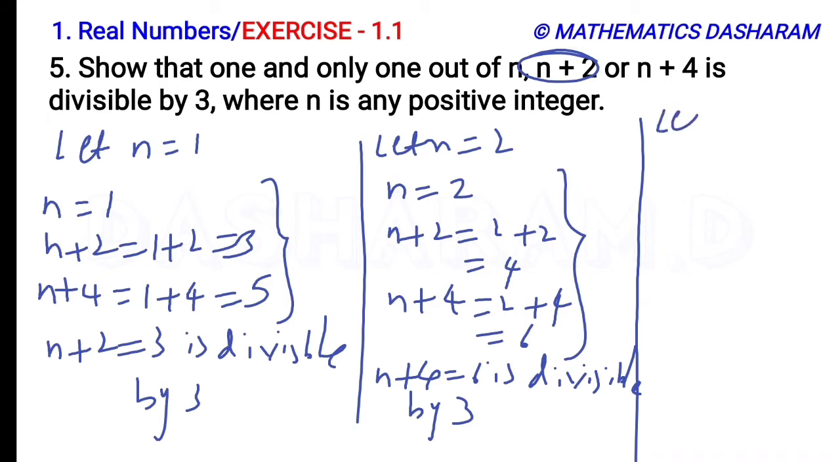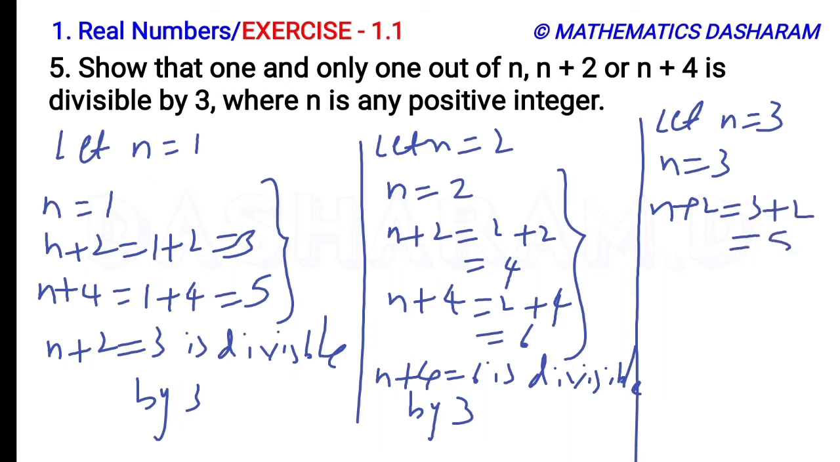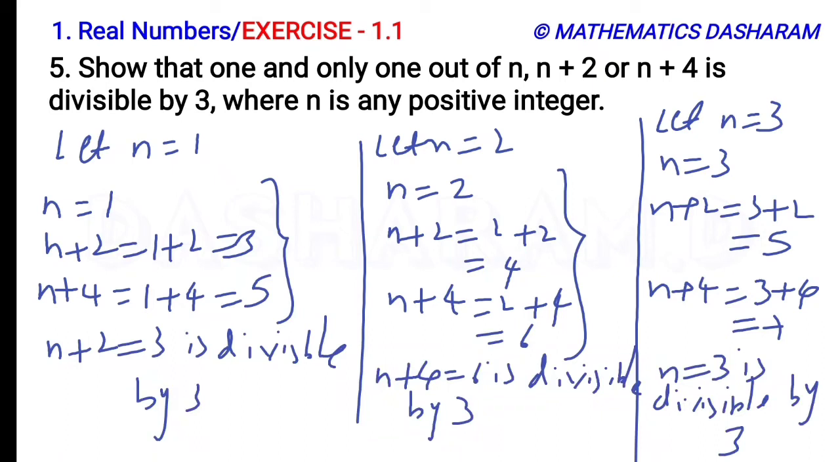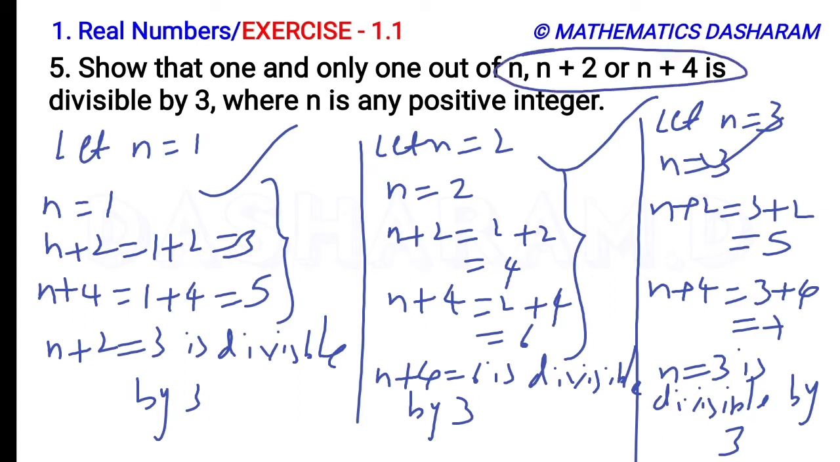Let's take one more number. Let n equals 3. So the first number is n, so n equals 3 itself. Second number n plus 2, so 3 plus 2 is 5. Third number n plus 4, that is 3 plus 4, that is 7. Out of these three numbers, the first number, n equals 3, is divisible by 3 itself. So now the conclusion is: from the above three cases we can say out of these three numbers only one number is always divisible by 3 when you substitute n equals any positive integer.